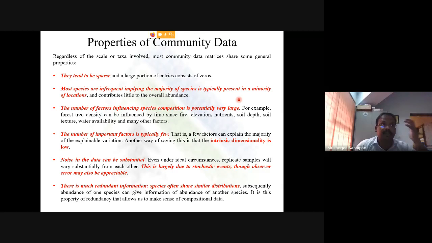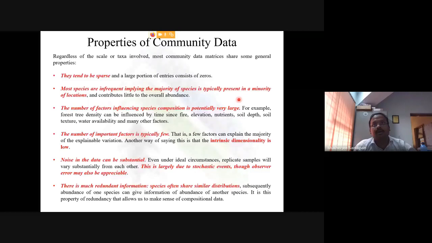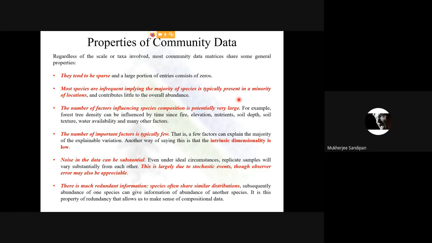I mean, it doesn't depend on a single parameter. It depends on multiple parameters, and that is true for biological systems as well. Composition of species or a particular species distribution does not depend only on a single or two or three parameters. It may depend on multiple parameters. Although it may depend on multiple parameters, there will be very few parameters which are actually having larger impact. So when we do ordination, our aim is to find out those 3, 4, or 5 parameters which are actually having larger impact on species distribution.